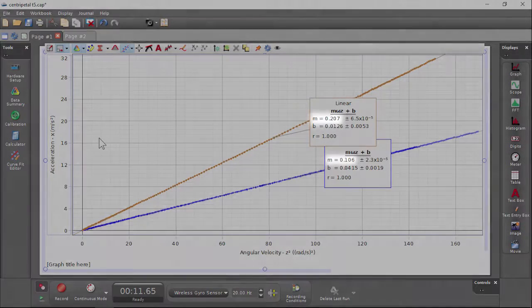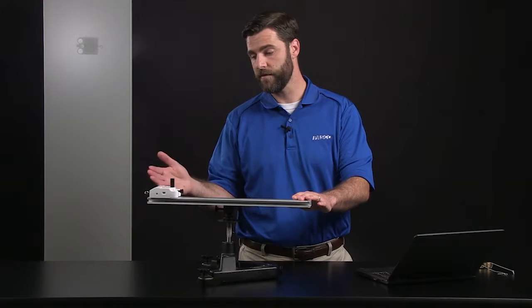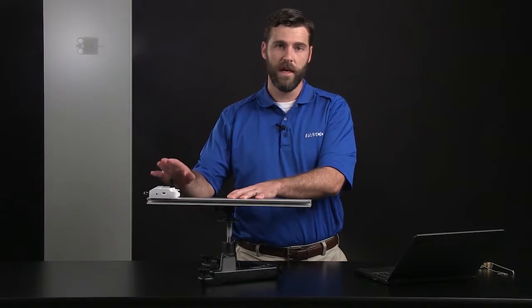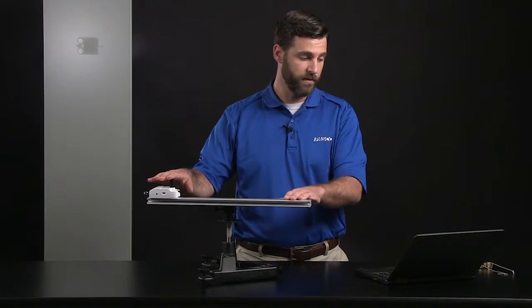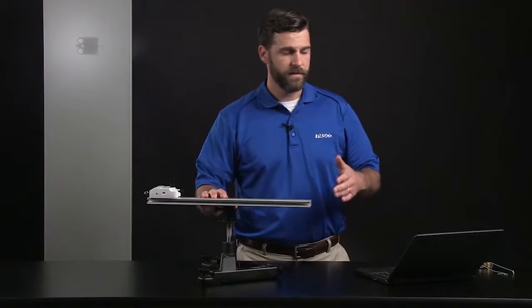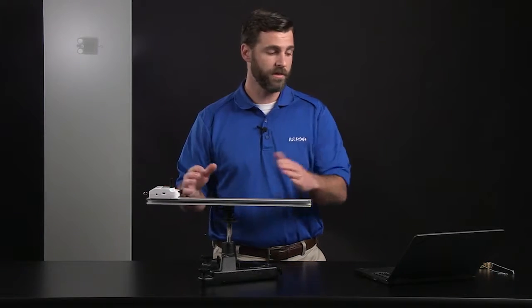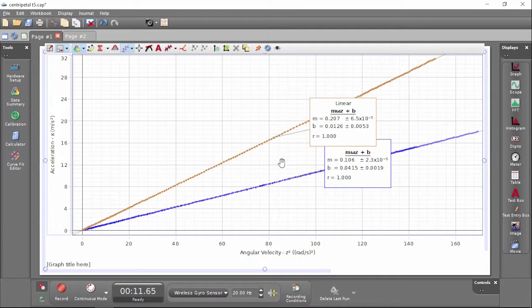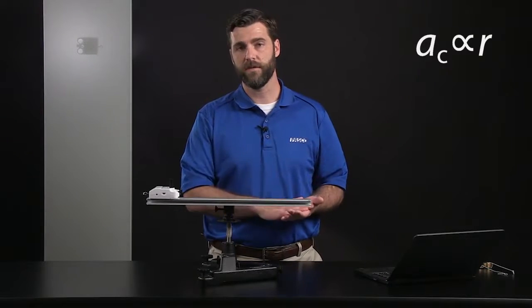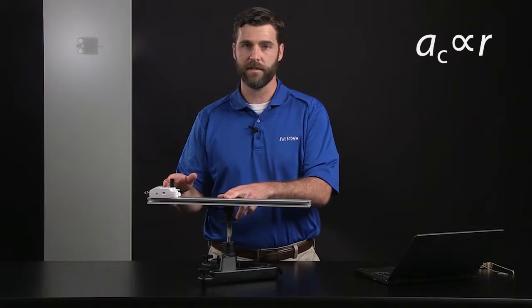Okay, and you can see here that there's about a factor of 2 difference between the slopes. And there was also a factor of 2 difference in terms of the distance between the axis of rotation and the position of the sensor as it was rotating, or the radius of the sensor. So doubling the distance between the axis of rotation and the sensor also doubled the slope. So we can see that this also denotes that there's a proportional relationship between centripetal acceleration and the distance between the sensor and the axis of rotation.